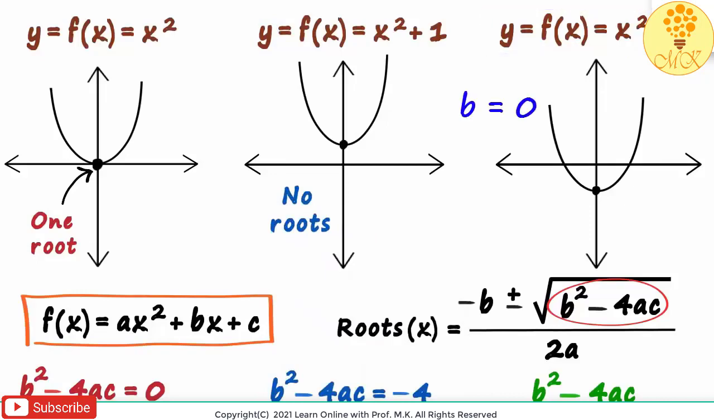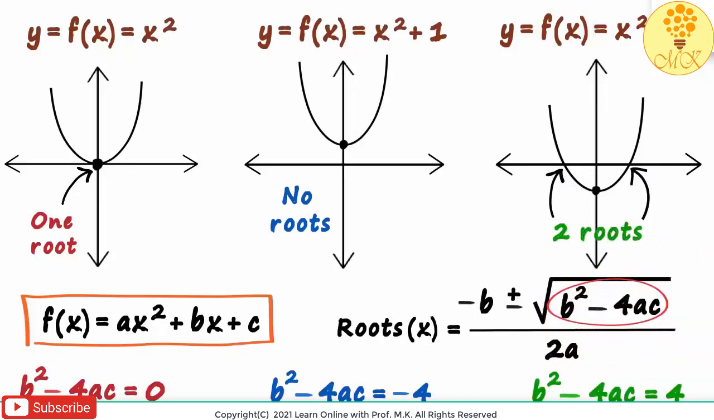The third function is interesting. b is 0, a is 1 and c is minus 1. This value equals 4. This is positive and hence it should have 2 roots. Does the graph say that? Absolutely. The value of f of x is 0 at these 2 points. They are the 2 roots of the equation.